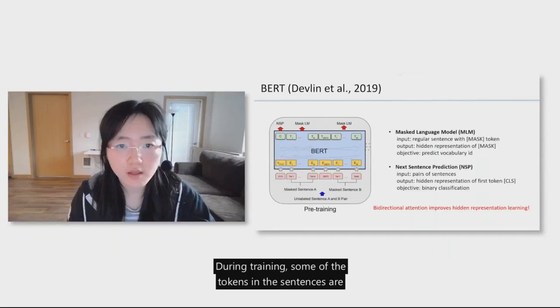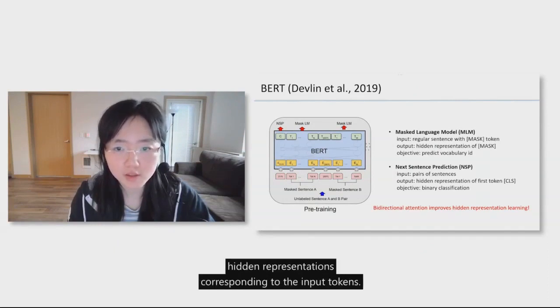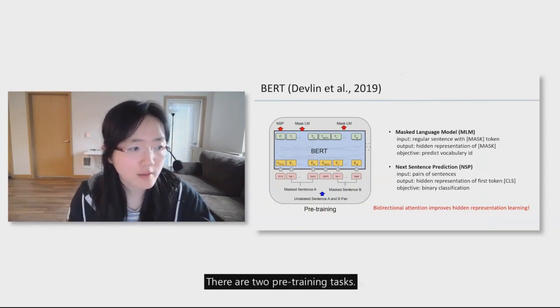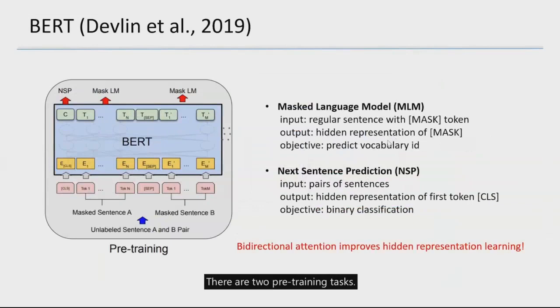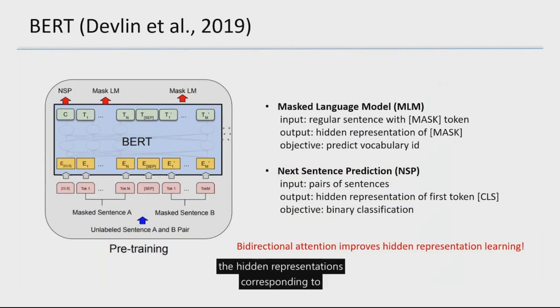During training, some of the tokens in the sentences are randomly masked. After feeding the input to the model, we get a sequence of hidden representations corresponding to the input tokens. And there are two pre-training tasks. The first is to predict the masked tokens in the sentence. This is done by getting the hidden representations corresponding to the masked tokens and transforming them with a linear layer to predict the token ID in vocabulary.